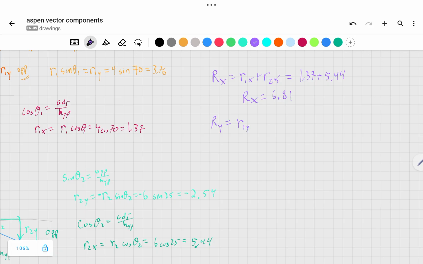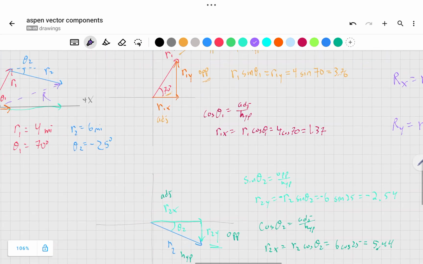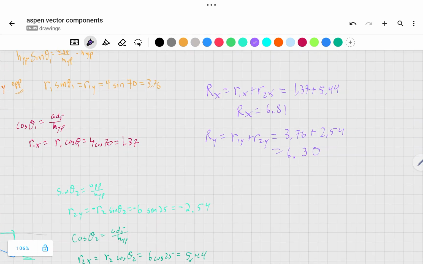So we have r1 in the y plus r2 in the y, and that's 3.76 plus 2.54. So that means that we end up getting, and then I think 6.30, I think is what we get. Okay, so that's telling us what the total is in the x and in the y. So we get a little bit more x than we do y, but it's pretty close.